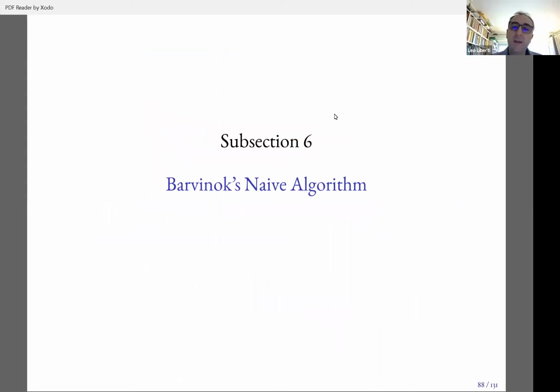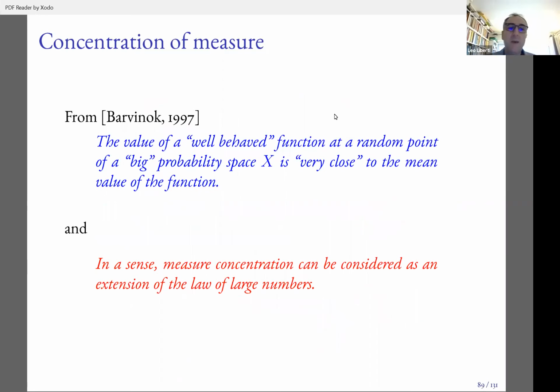All right, so let's see a different type of dimensional reduction strategy. This is based on concentration of measure. Barvinok made this, well, this is not Barvinok's invention, but he explains concentration of measure in his 1997 paper as follows. The value of a well-behaved function at a random point of a big probability space X is very close to the mean value of the function, okay? And so the probability of hitting something that is far away from the mean behavior of your space, of your phenomenon, is low. Okay, so this is the important point.